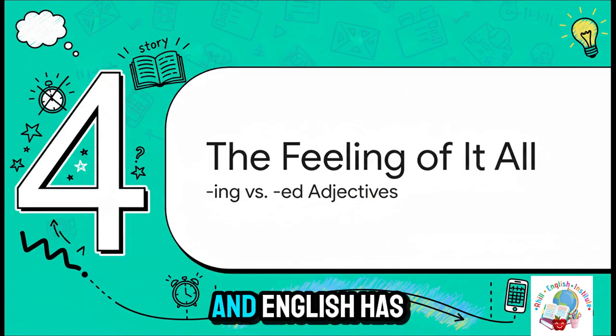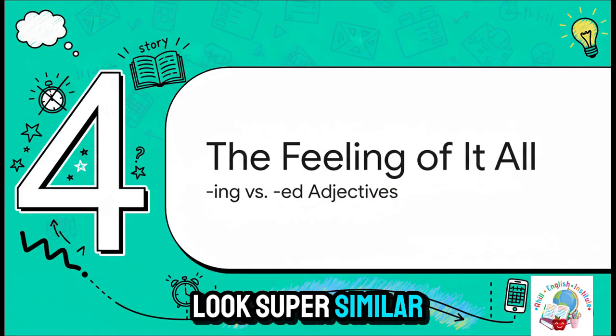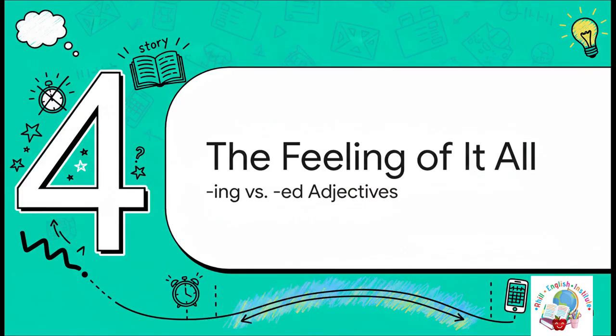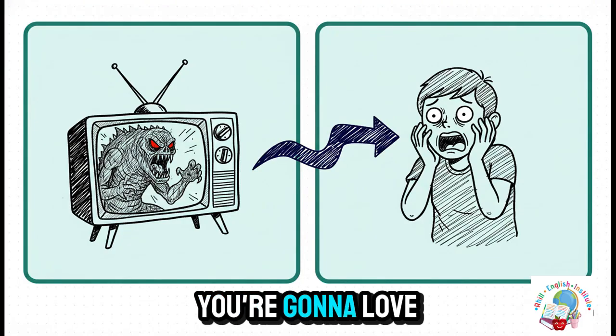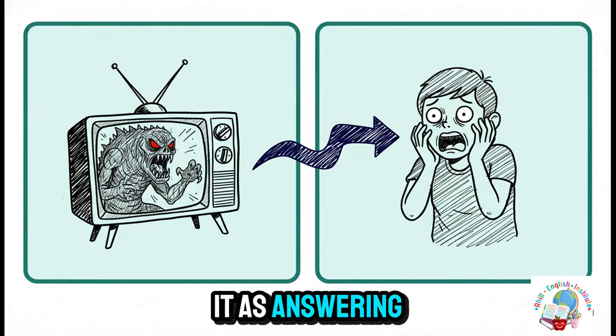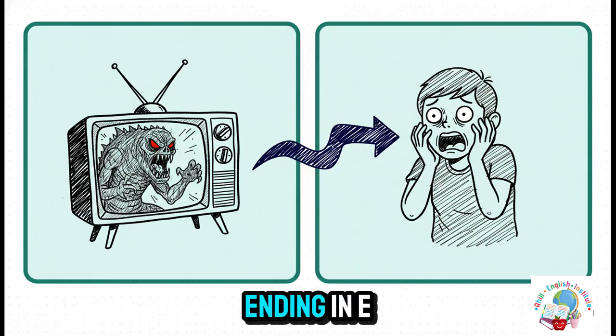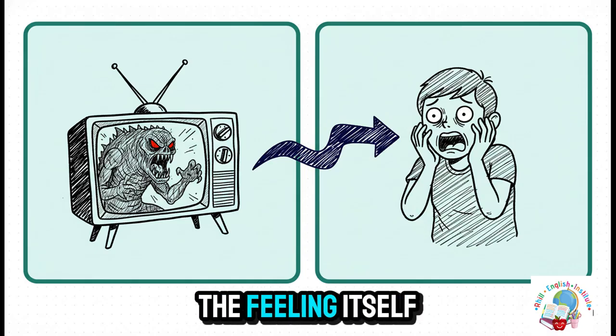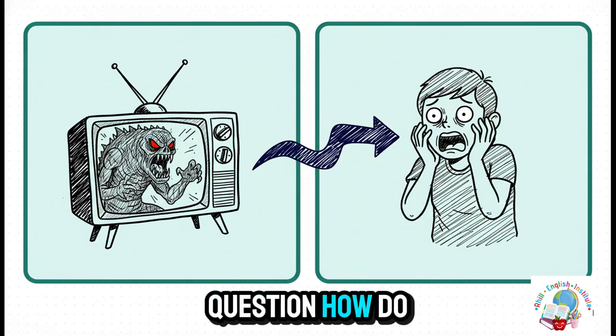Okay, so we've pretty much mastered when something happened, but a really good story is also about how it felt. And English has another neat little trick for this, using adjectives that look super similar but have totally different jobs. The rule for this is so simple, you're gonna love it. An adjective that ends in ing describes the thing that causes the feeling. Just think of it as answering, what is it like? But an adjective ending in ed, that describes the feeling itself. It answers the question, how do you feel?